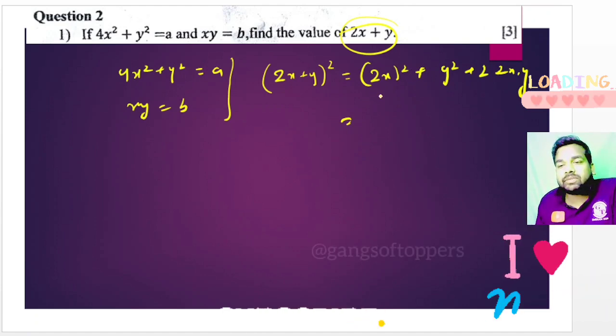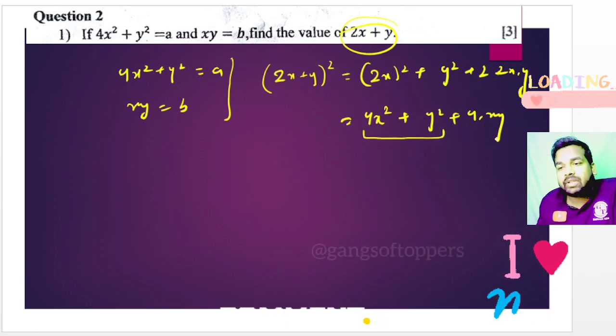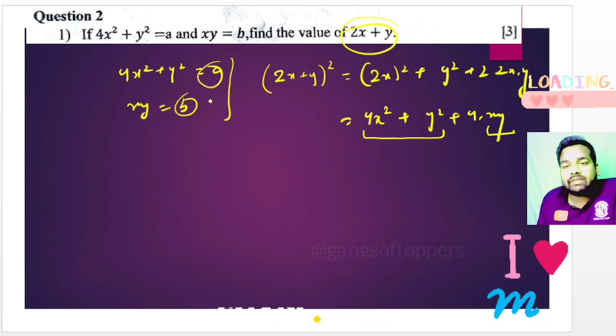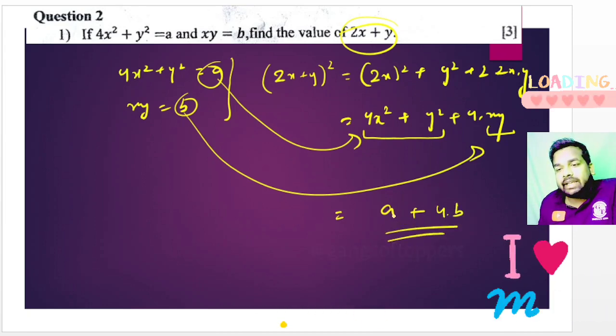Now 2x the whole square becomes 4x square, plus y square, plus 2 into 2, that is 4, into xy. It is already given in the question that 4x square plus y square is a, and x into y is b. Just put this in the expression, so it becomes a, and this is 4 into b. The answer we get here is a plus 4b.